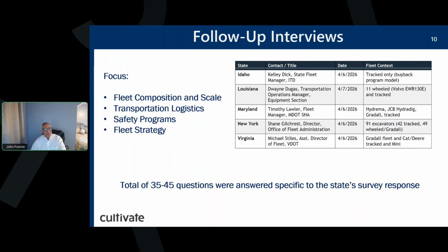Those were organized into 4 areas. We concentrated on the fleet composition and their scale. We asked them about transportation logistics, safety programs, and then their fleet strategy altogether.